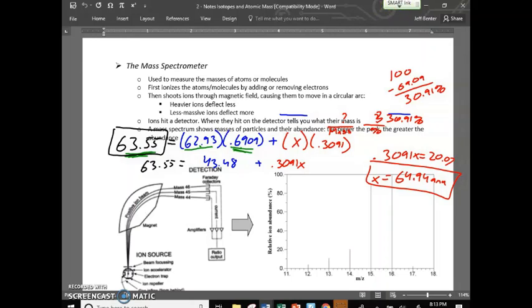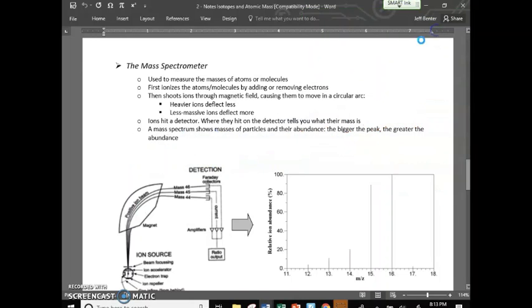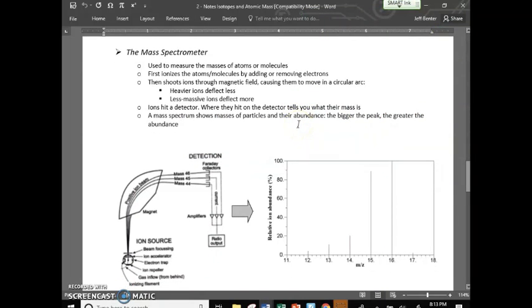All right, let's go on to the mass spectrometer here. We've kind of already talked about that. Basically, it is a way to separate atoms based on their mass. That is very useful for isotopes especially.